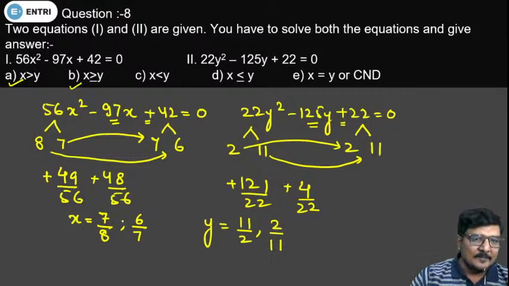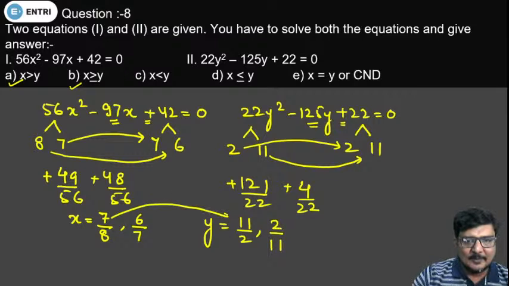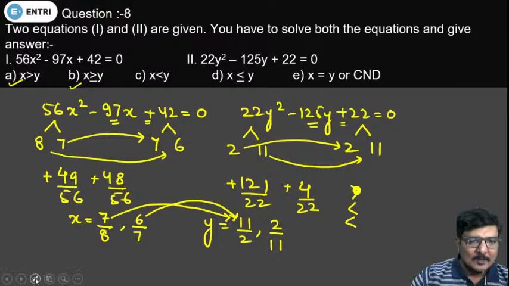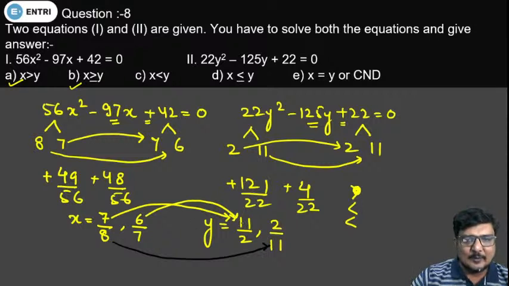So when we are going to compare 7 by 8 with 11 by 2, what we are going to get, x is greater than y, and 6 by 7 compared with 11 by 2, we will be getting this will be less than y. Okay, and 6 by 7 is also less than y. Now comparison of the second value. Now 7 by 8 with 2 by 11, so 77 and 8 to 16, so 7 by 8 is greater than, so the right answer will be C and D.